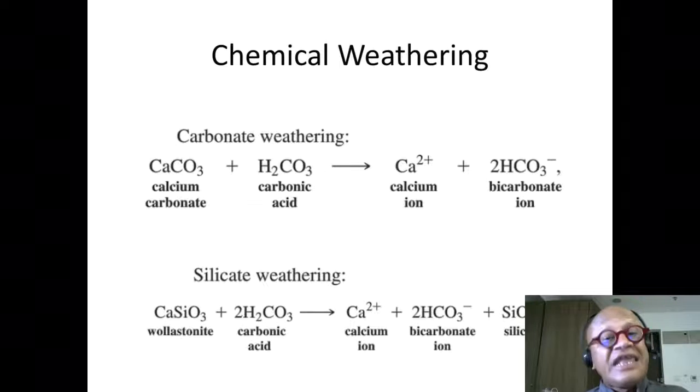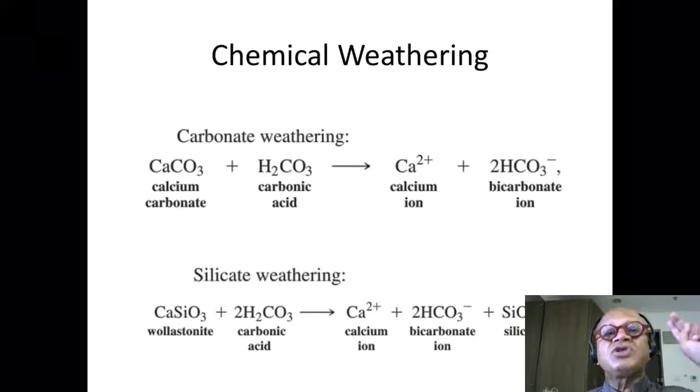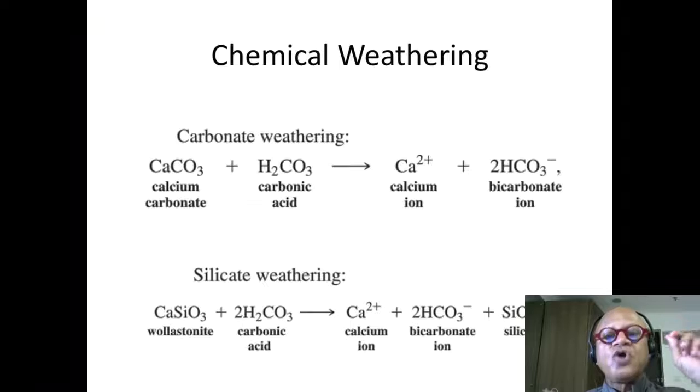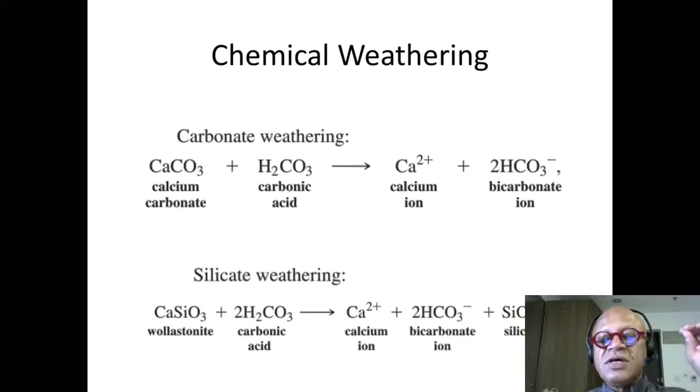Whereas silicate weathering, rocks like wollastonite, which is calcium, silica, and oxygen. I don't even know what the chemical name is, but you can look it up. It combines with 2 molecules of H2CO3. I hope you're all familiar with the concept of moles. Typically we talk about 1 mole of wollastonite interacting with 2 moles of carbonic acid, producing 1 mole of calcium ion, 2 bicarbonate, silica, and water.